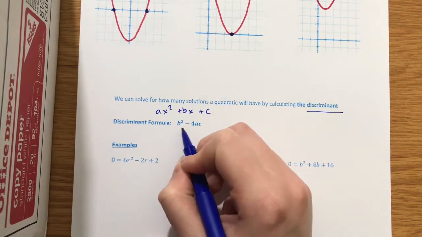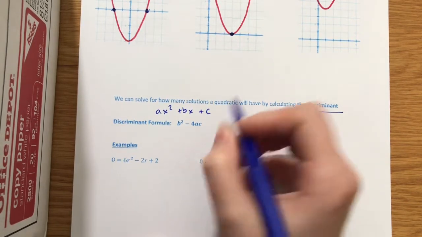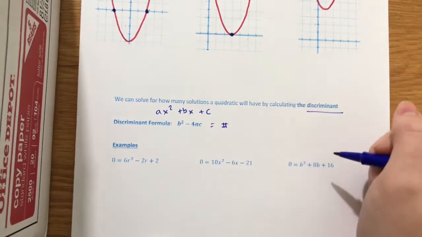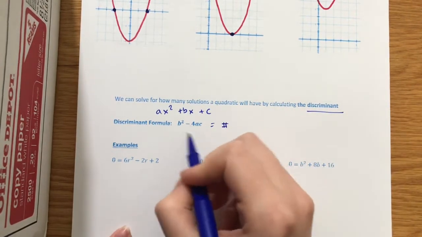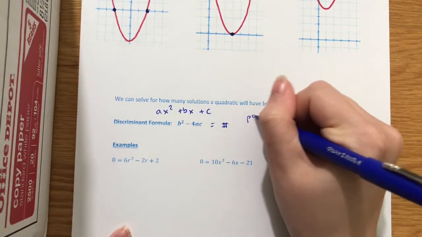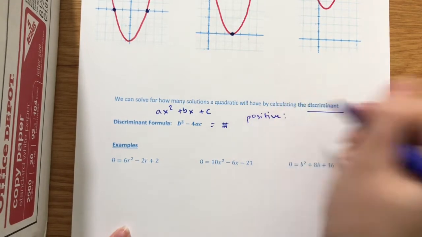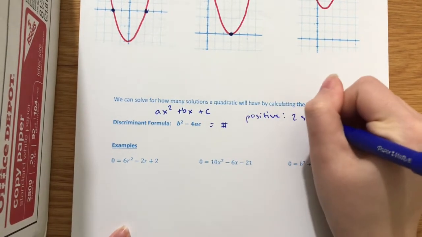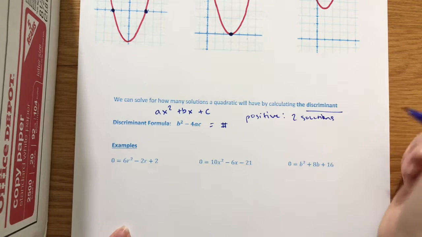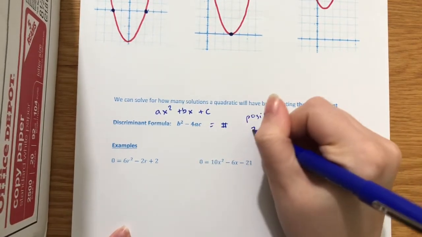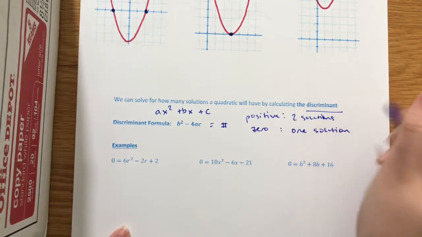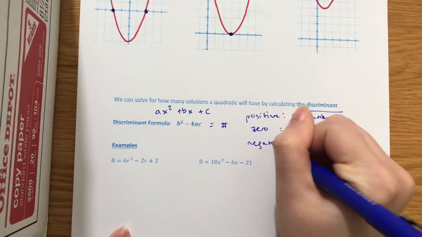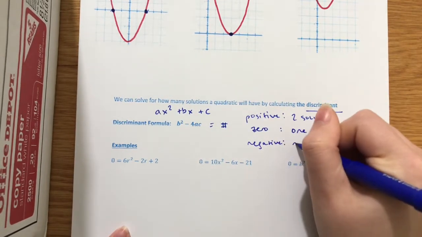And so the case is if your discriminant value, you're going to get some number. This is going to equal some number. And actually all we care about is usually what the sign is or if it's equal to 0. So when we plug in and we get a positive number, that means there's 2 solutions. If we plug in and we get 0, then that means there's 1 solution. And if you plug in and you get a negative number, that means there's no solutions.